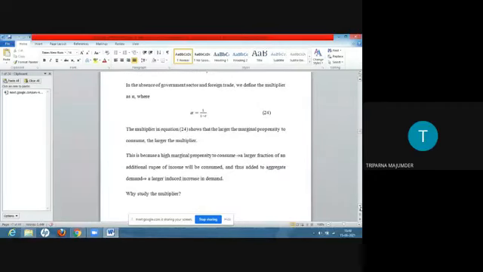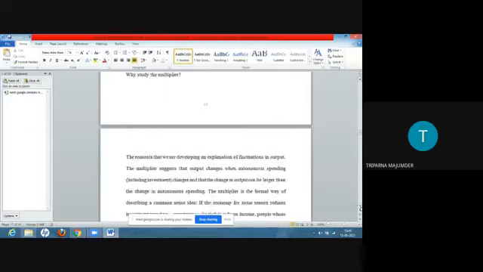The multiplier equation shows that the larger the marginal propensity to consume, the larger is the value of the multiplier. This is because a high marginal propensity to consume implies a larger fraction of an additional rupee of income will be consumed and thus added to aggregate demand, which implies a larger induced increase in demand. Now the question may be, why do we study the multiplier?